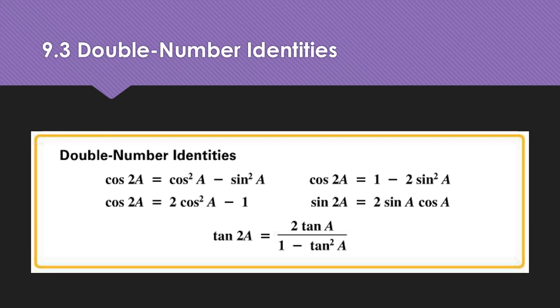These are our double number identities. We're not going to derive them all. You see we have three of them for cosine, and again, which you use is completely up to you. If you only know the cosine, then you're going to want to use the 2 cosine squared of a minus 1. If you only know the sine, you're going to want the other one. It's really up to you which one you use. For sine of 2a, we only have one identity, and for tangent, we only have one.